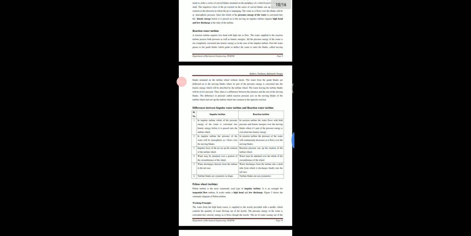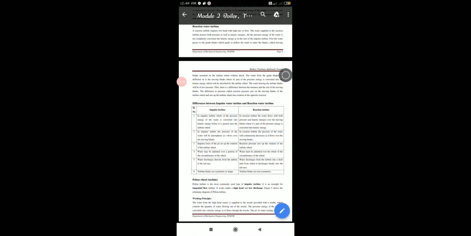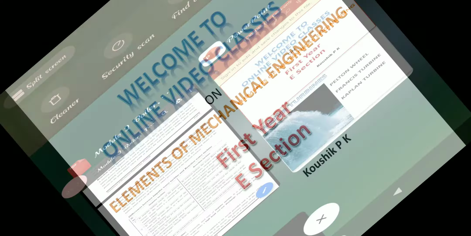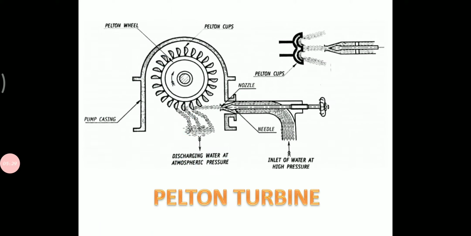Okay, so this is a brief explanation about this and the difference between impulse and reaction turbines. So now I will move on to the turbines one by one. First of all, I will move on to the very first turbine, the Pelton wheel. This is a diagrammatic representation of the Pelton wheel.